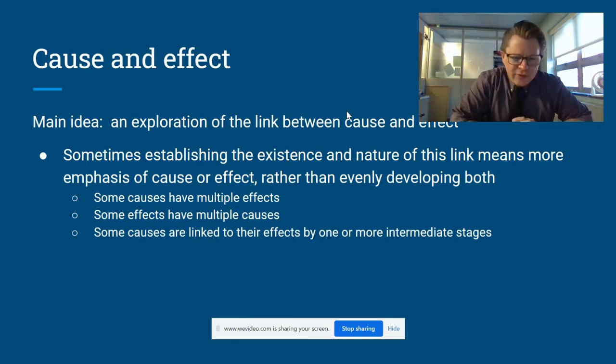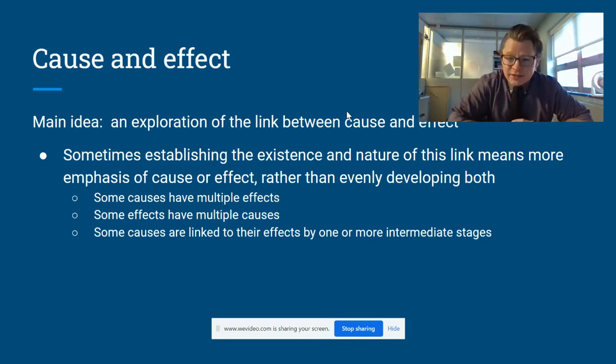Following up, we have cause and effect. And for academic writing, this is sort of the holy grail. We're always trying to show that something clearly causes something else. The main idea is, therefore, an exploration of the link between cause and effect. We're always trying to show that something is causing something else, right? So we've got the two things, but the link is what we're trying to establish.